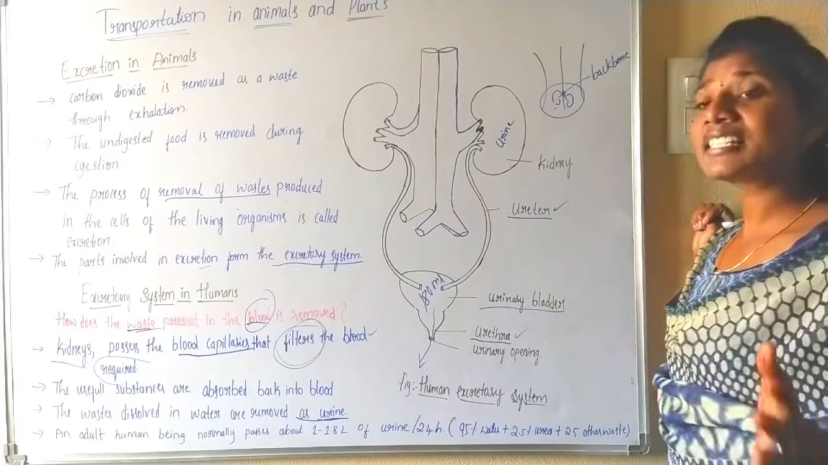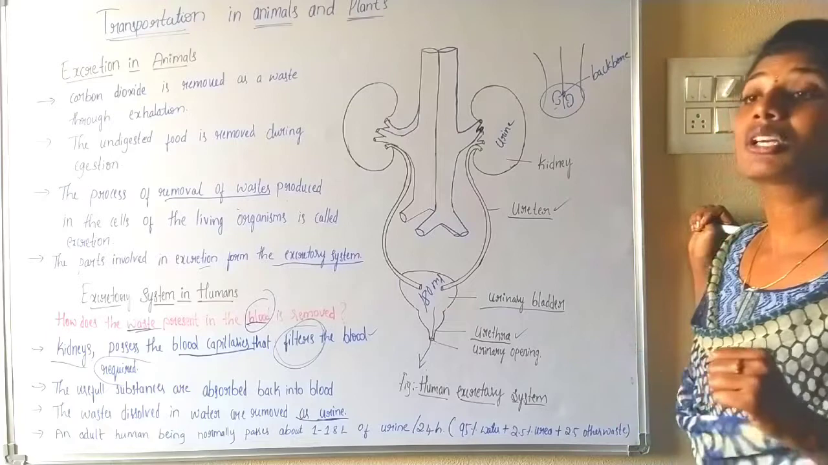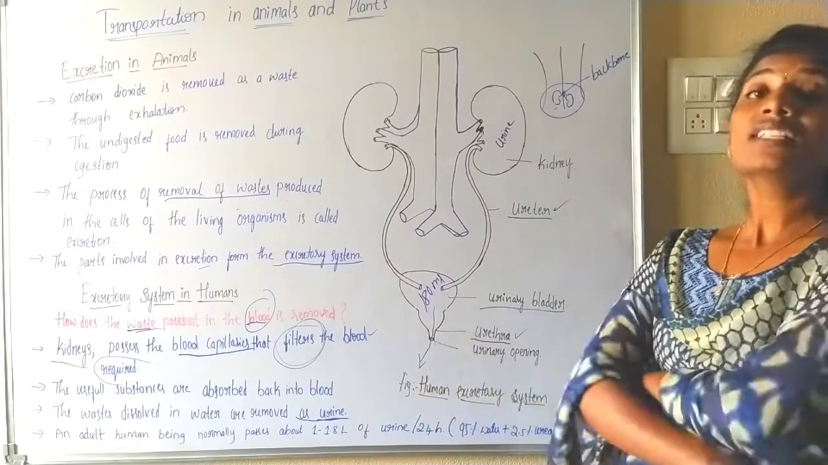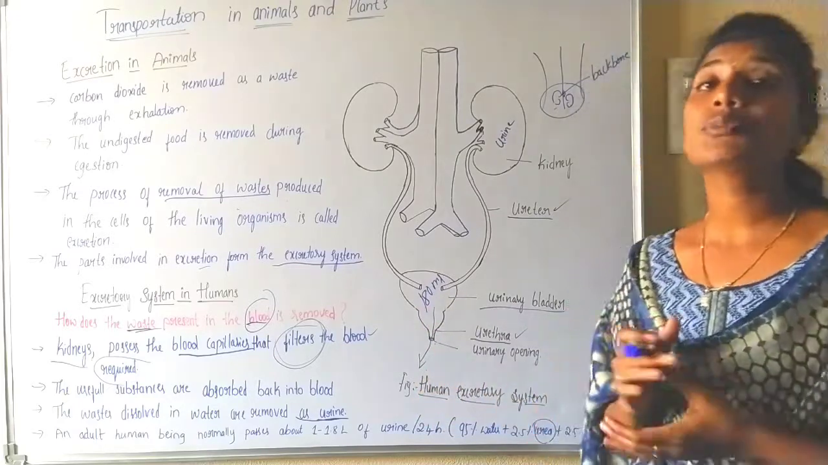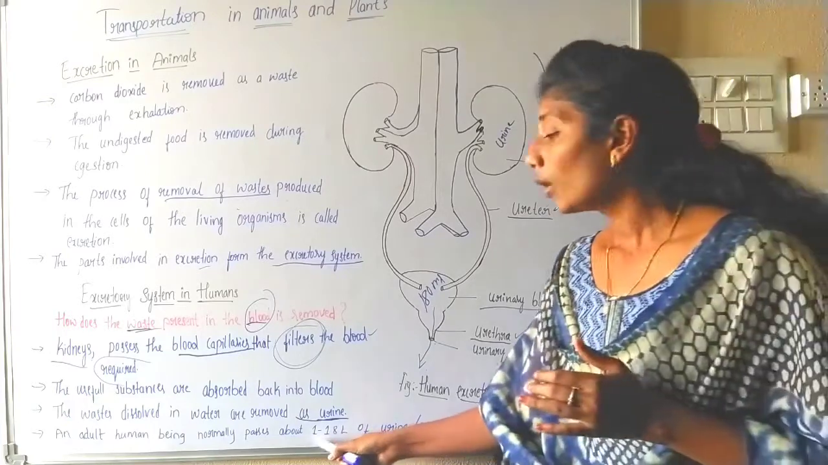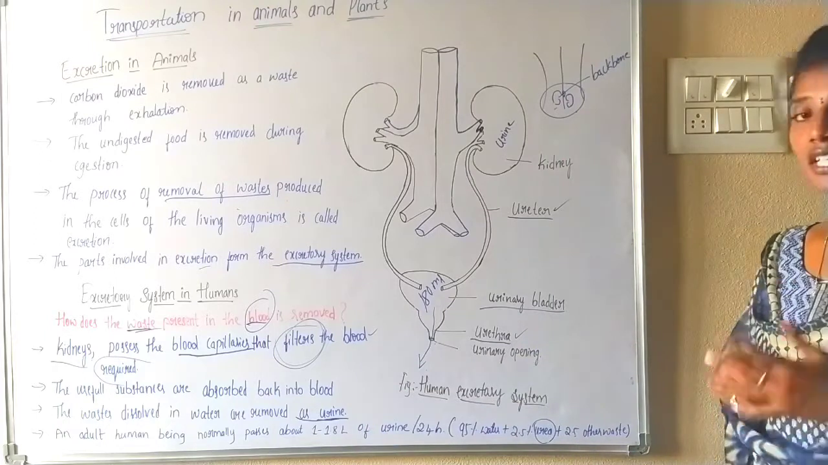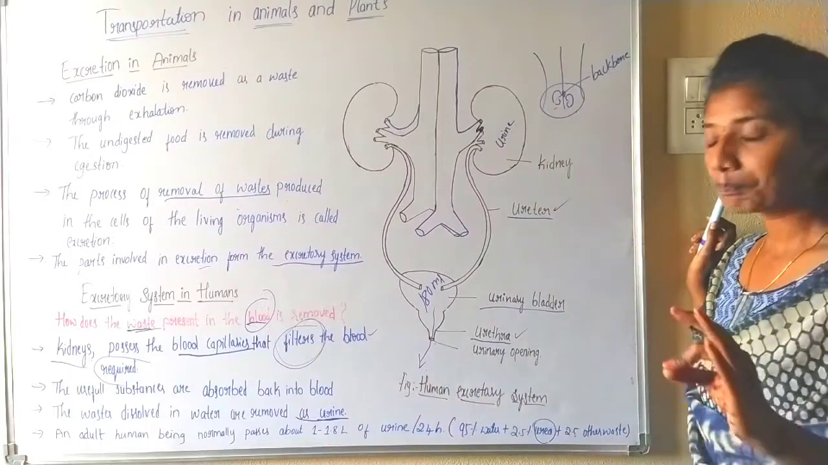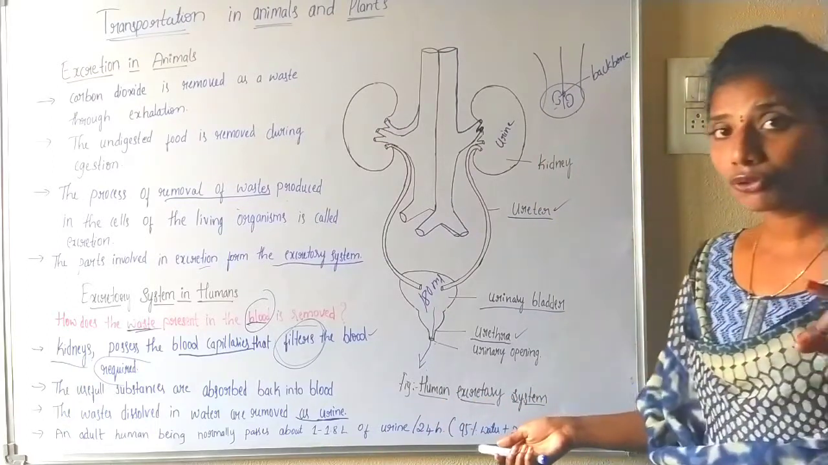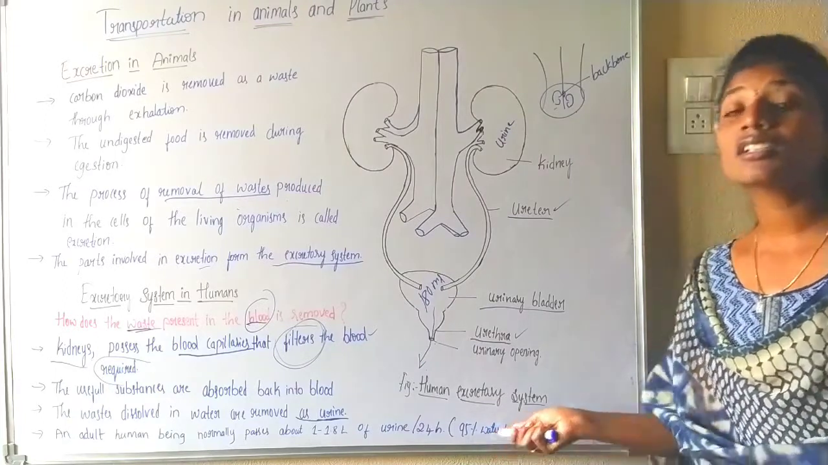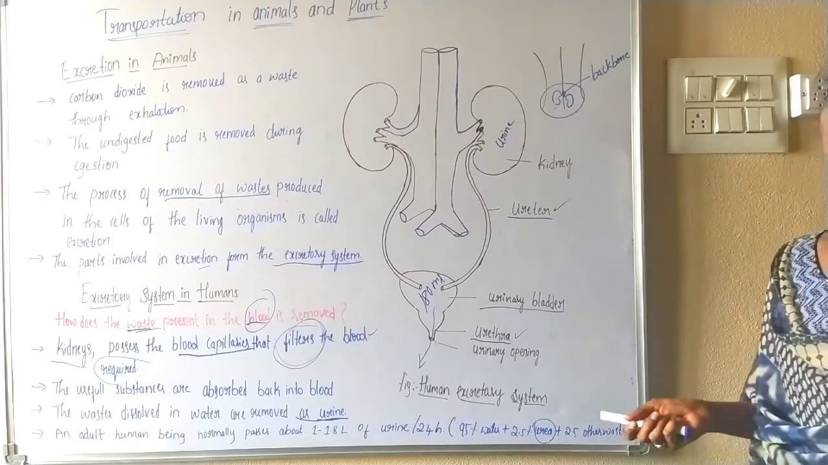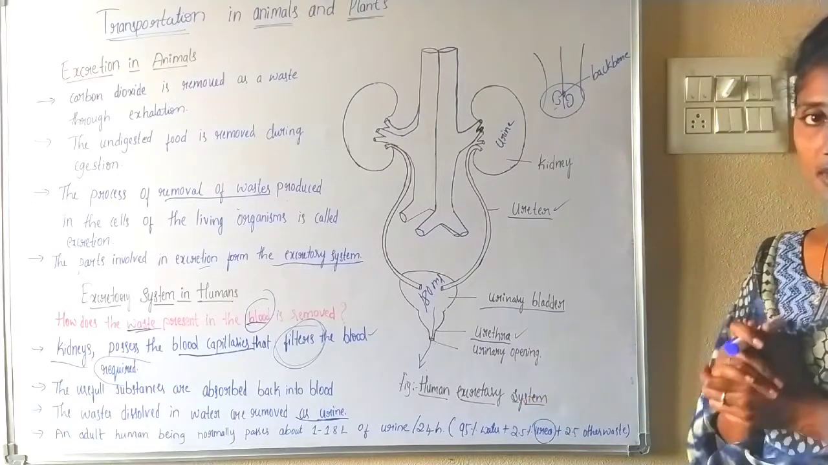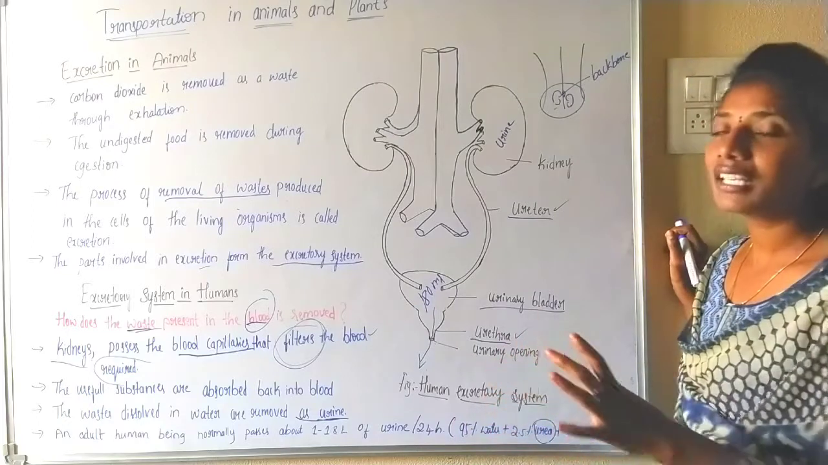So students, is it important to eliminate these substances? Yes. Why? Because the substances we eliminate in urine are very toxic to our body. An adult human being produces about 1 to 1.8 liters of urine per day, that is, in 24 hours. The composition of urine is 95% water, 2.5% urea and 2.5% other waste metabolites produced as a result of metabolic activities in our body.